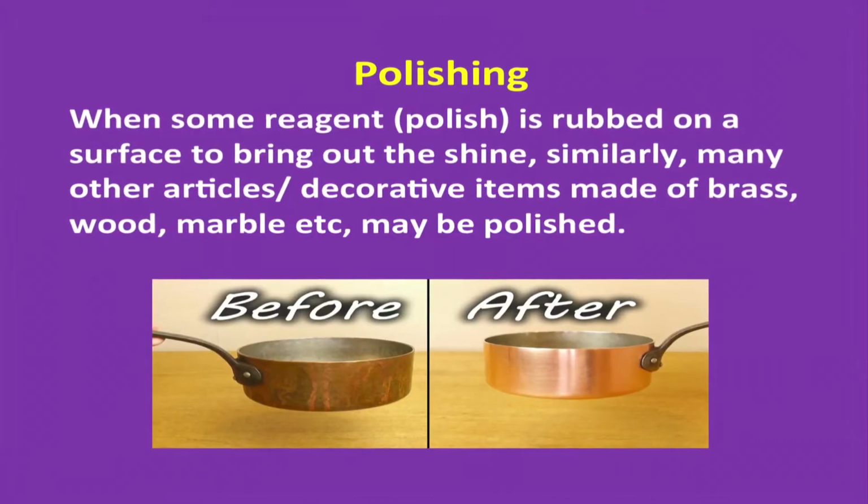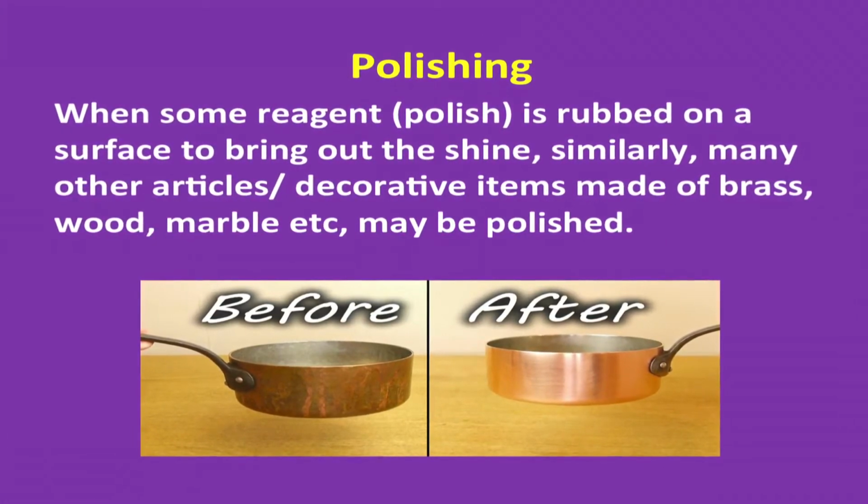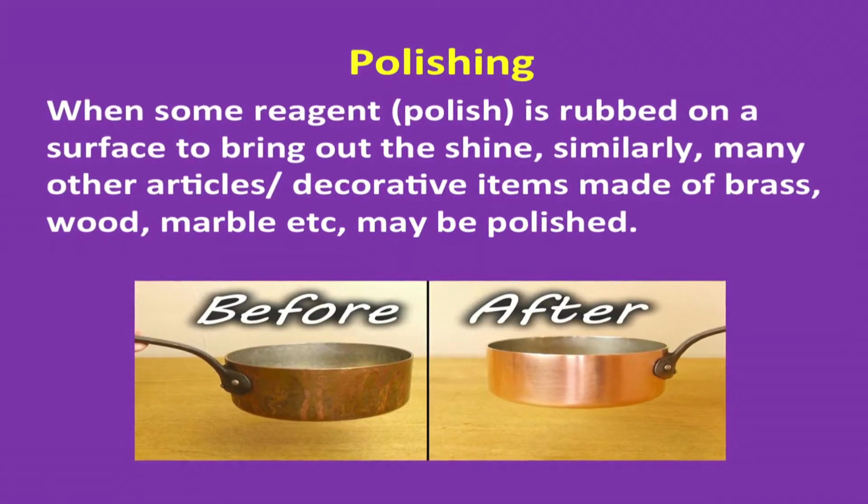Polishing: when some reagent polish is rubbed on a surface to bring out the shine. Similarly, many other articles, decorative items made of brass, wood, marble, etc. may be polished. Now let's study about cleaning materials.